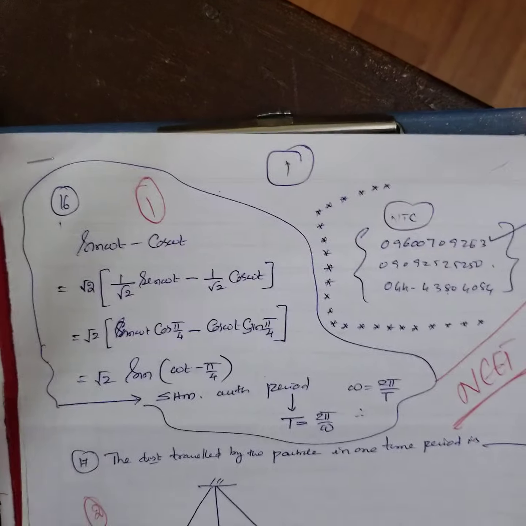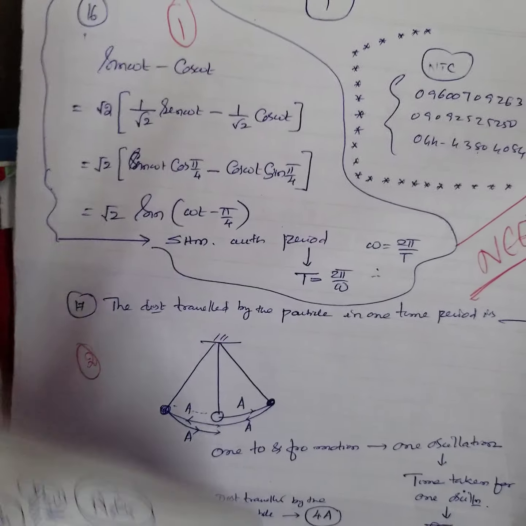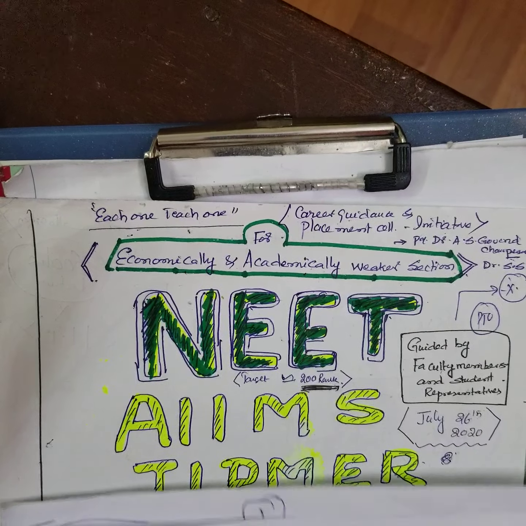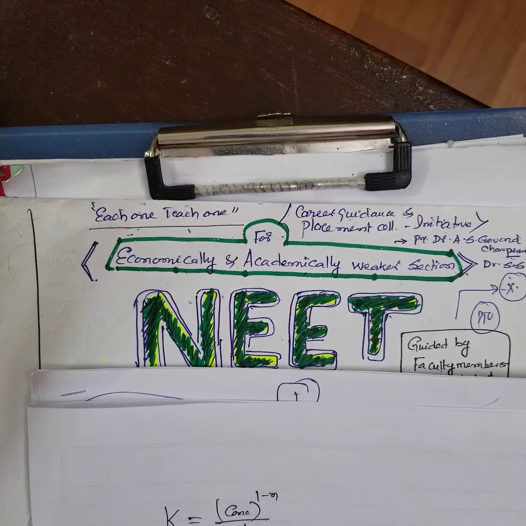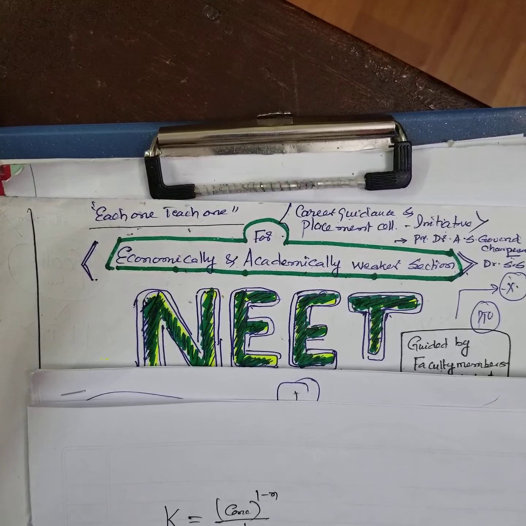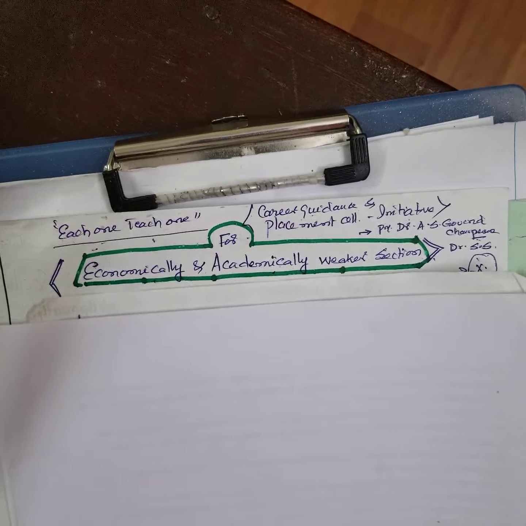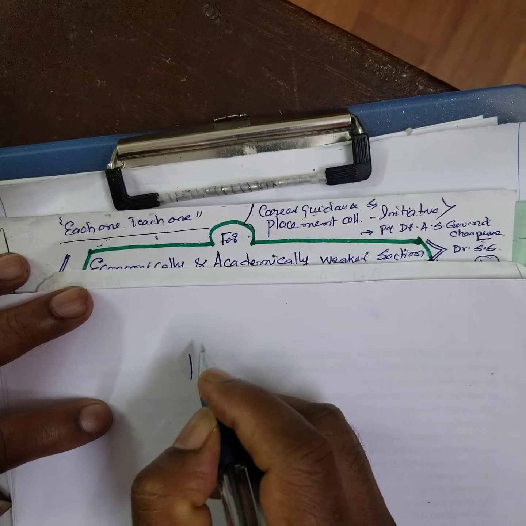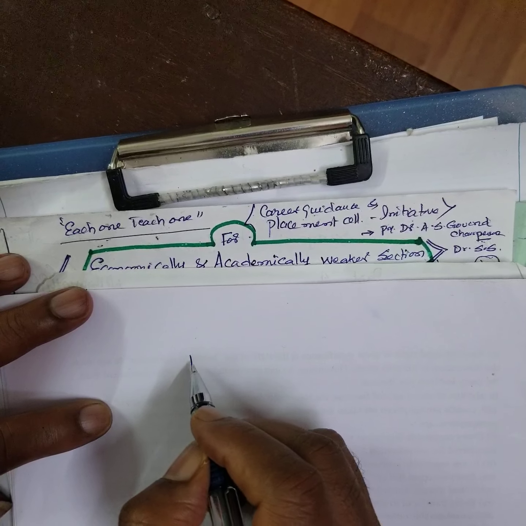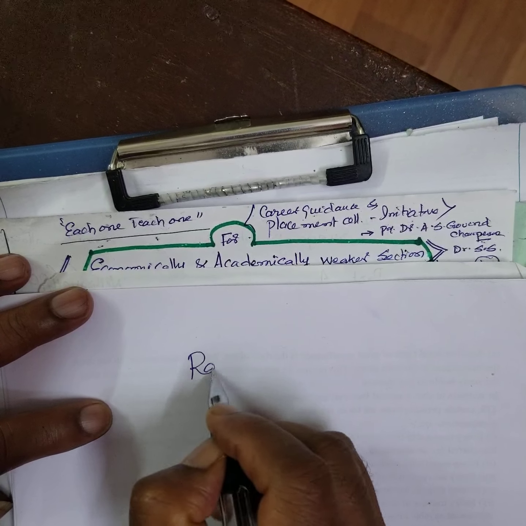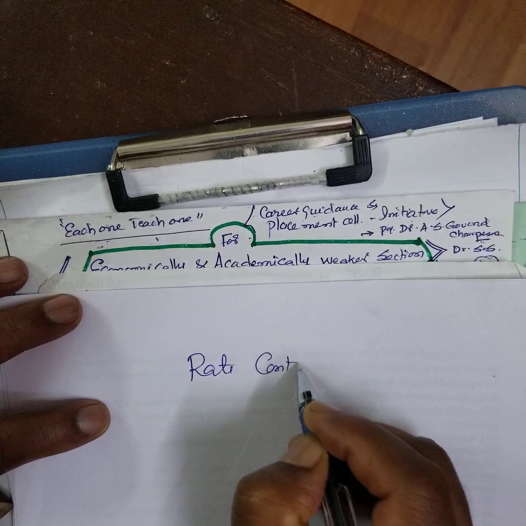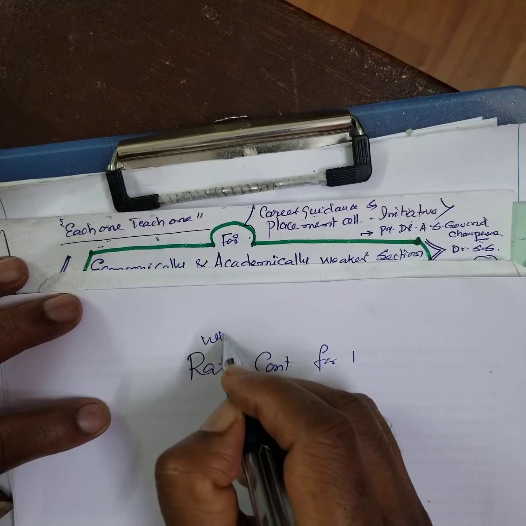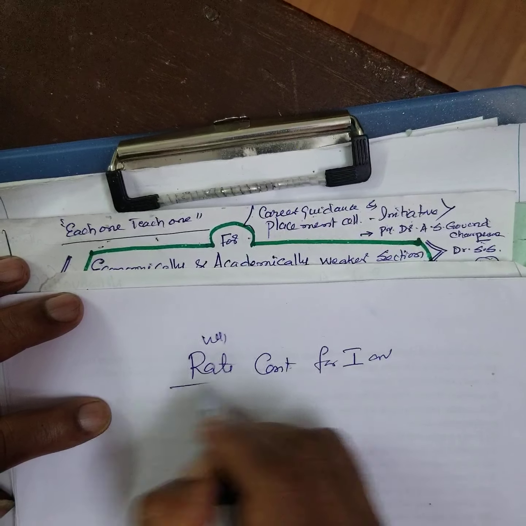Now, derive the expression for the rate constant of a first order reaction. Rate constant, or velocity constant, for first order reaction.